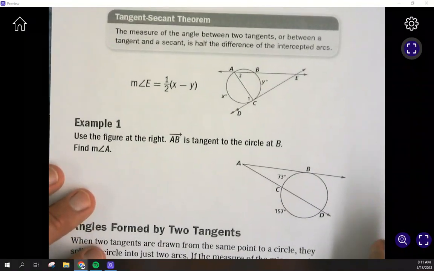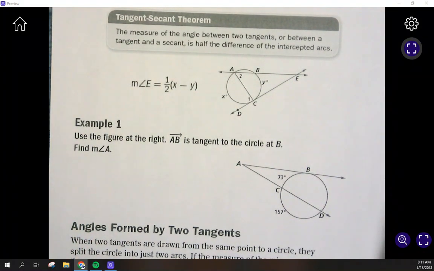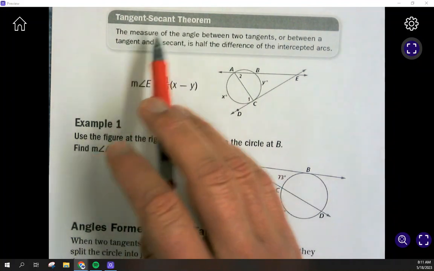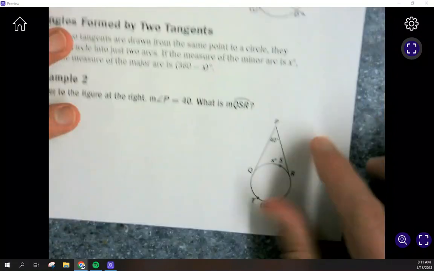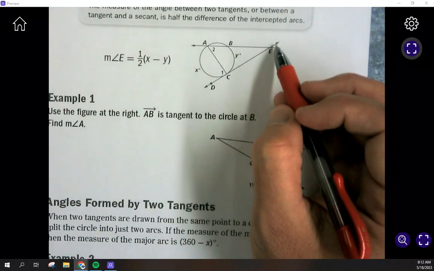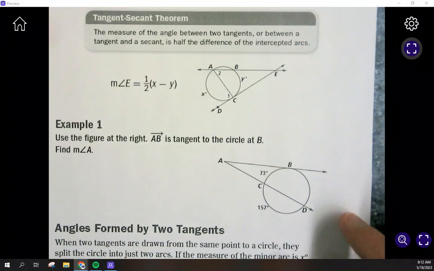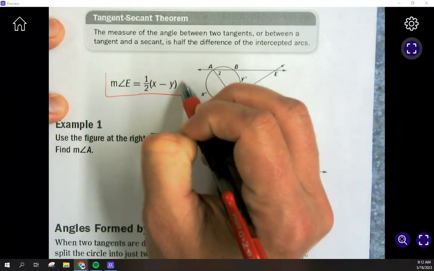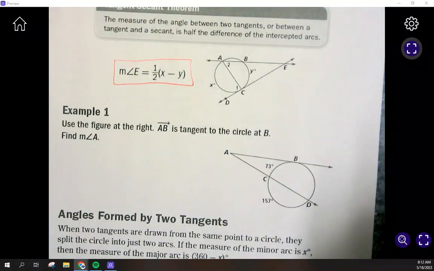All right, so what happens when we have these intersections on the outside? So the tangent secant theorem. The measure of the angle between two tangents or between a tangent and a secant is half the difference of the intercepted arcs. So notice this covers two tangents, whether it's going to the outside twice, which we see down here, a tangent and a tangent, or like we have here, a tangent right here, hitting the circle once, and a secant right here, hitting it twice. It's going to follow the same rules as two secants that have an intersection on the outside as well.